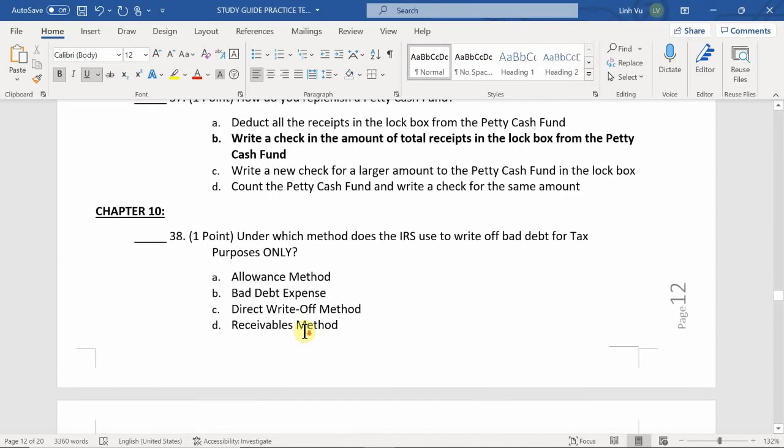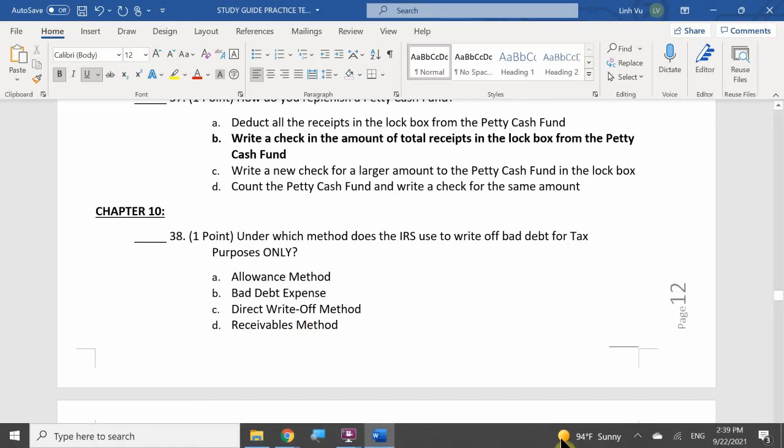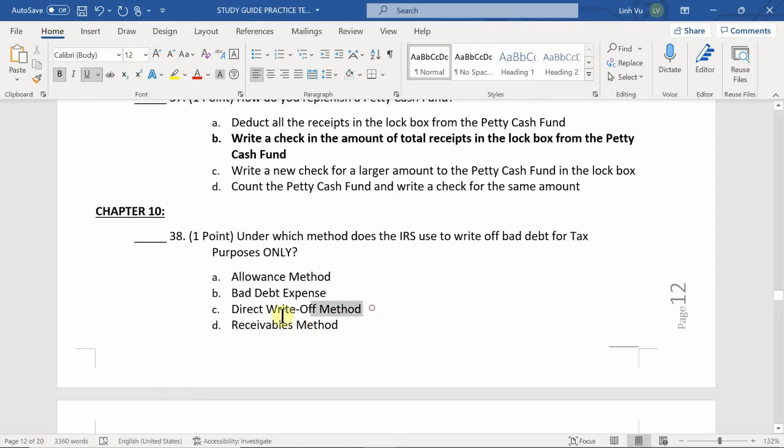All right, so that's chapter 9. Here we are on chapter 10. This is all about receivables, bad debt, reconciliations, and so on and so forth. Question number 38 says, under which method does the IRS allow the right to write off bad debt for tax purposes? It's C, the direct write-off method. Yes, that's correct.